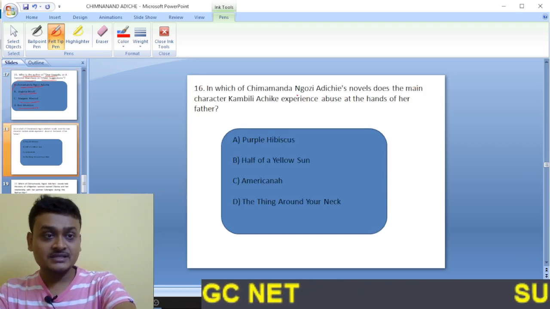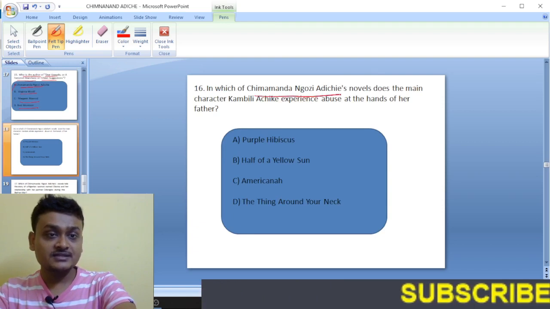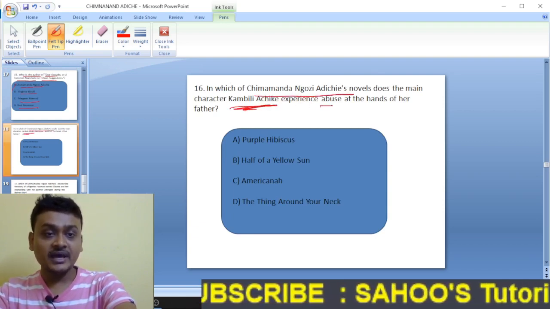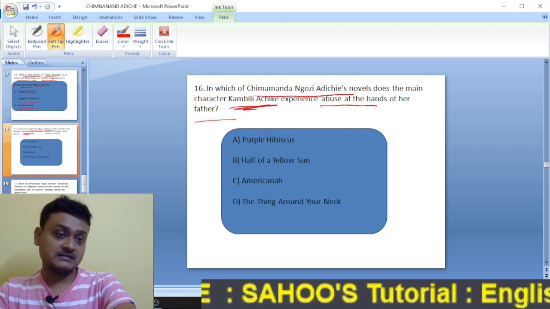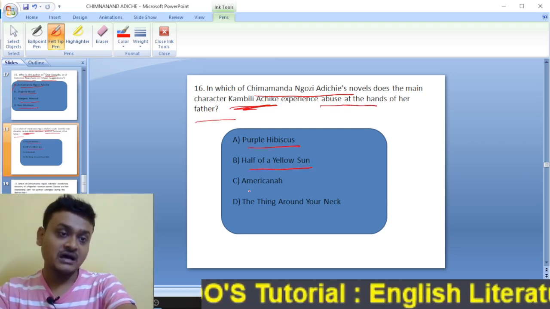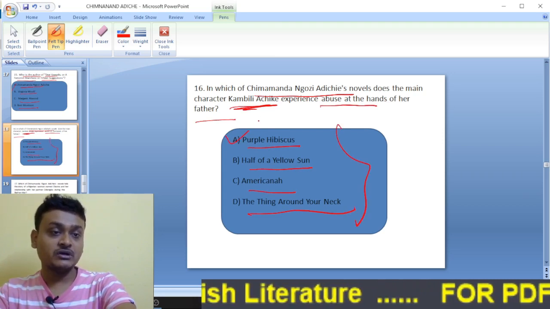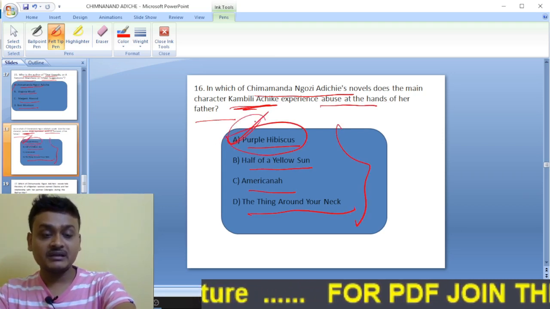Moving on to question number 16. In which of Chimamanda Ngozi Adichie's novels does the main character Kambili Achike experience abuse at the hands of her father? Purple Hibiscus, Half of a Yellow Sun, Americanah, The Thing Around Your Neck. Earlier I have also mentioned it is the story of Purple Hibiscus, the novel Purple Hibiscus.